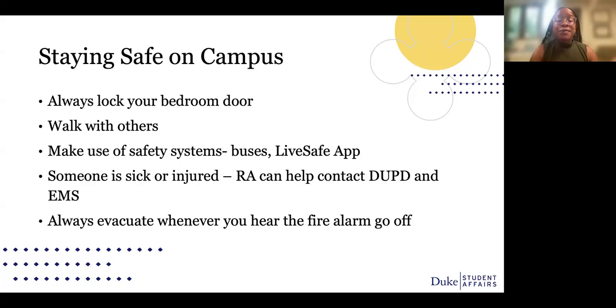Always evacuate when you hear a fire alarm. We already talked about this. You never know if it's a drill or for real. So get out as fast as you can. If you don't see or smell smoke, then run back to your room real quick, get some clothes if you were in the shower, and run back out. Next.